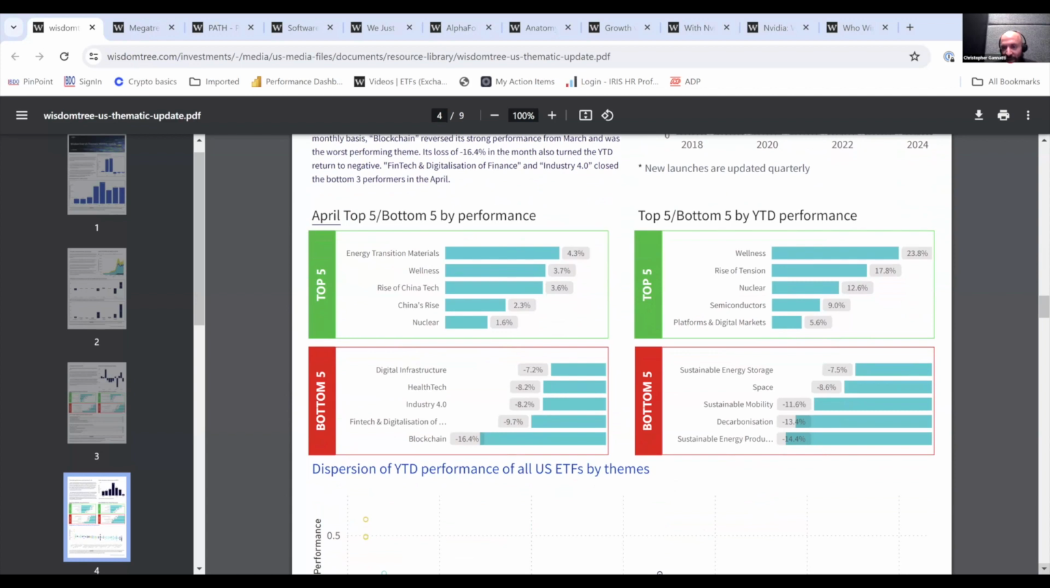The best topic, so the average performance of the number one topic was actually wellness. So we didn't necessarily see wellness taking in billions of dollars, but it is interesting that for the first 4 months of the year, 23.8% was the average. Rise of tension. Some people might say, what the heck does that mean?